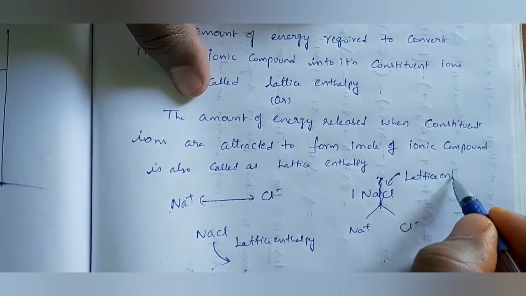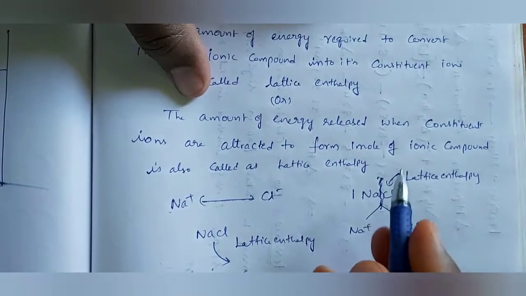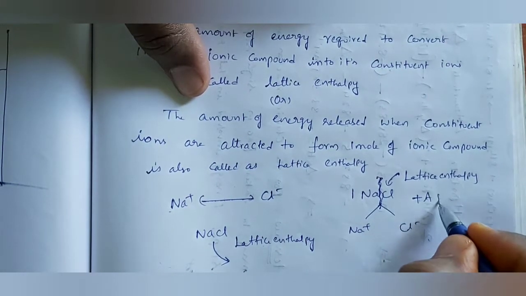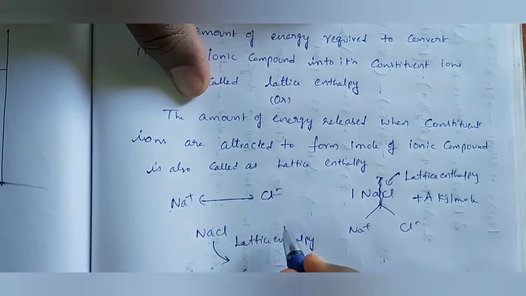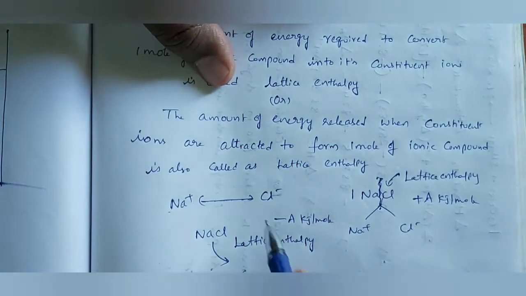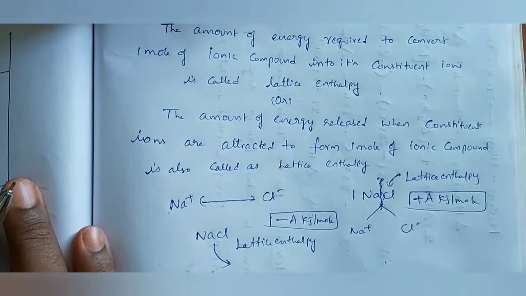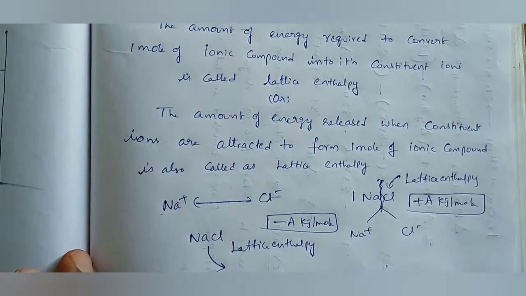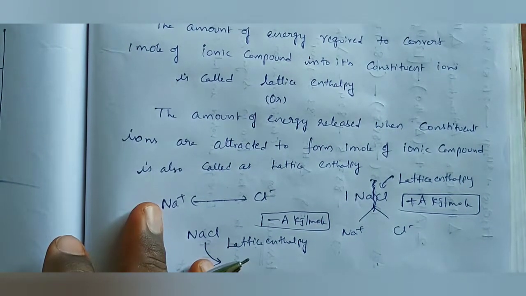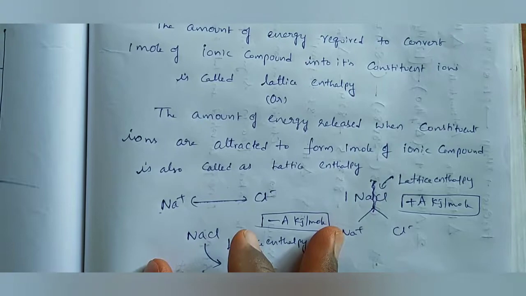But it is the same amount of energy. Numerically, both are the same, but here it is absorbed and there it is released. If you write plus A kilojoules per mole here, you will write minus A kilojoules per mole there. Every time, if energy is released, we write minus. If energy is absorbed, we write plus. Are you clear? This is the lattice enthalpy definition.